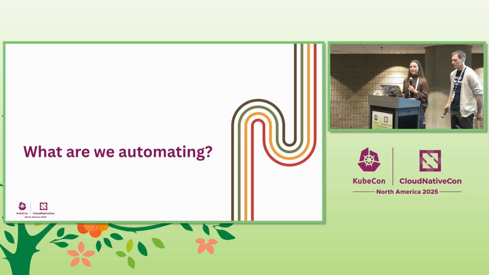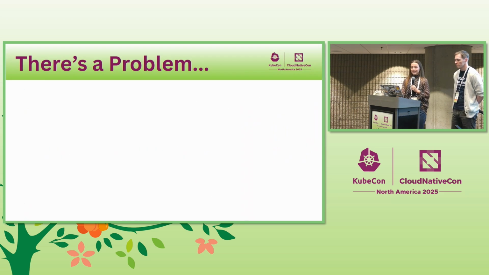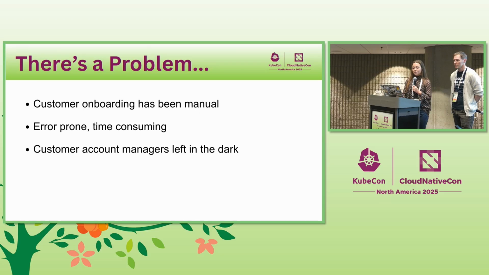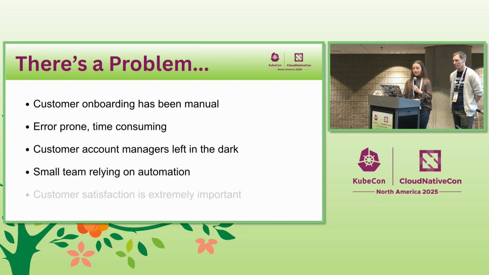So what exactly is it that we're automating? We've had a problem running our Disco services startup. All of our customer onboarding has been manual, which has been super error-prone and time-consuming. There are only 2 of us, so we need to focus our resources on doing other things. And it also leaves our account managers left in the dark. I forgot about the account managers. They're also account managers. So they don't know when we have a new customer that they need to reach out to. We're a small team, so we're going to rely on automation to solve this problem for us.